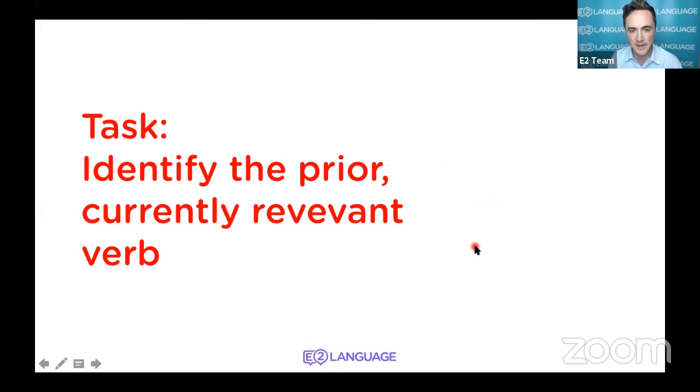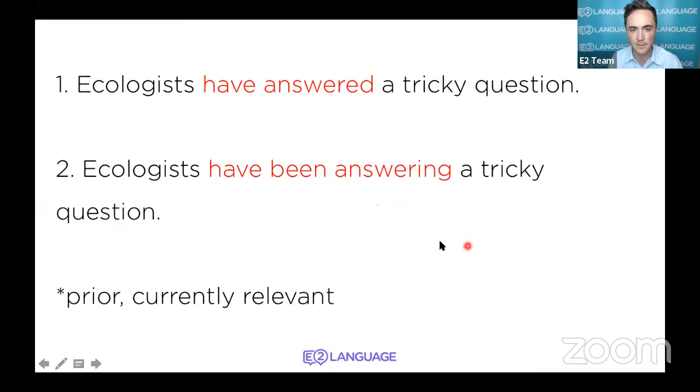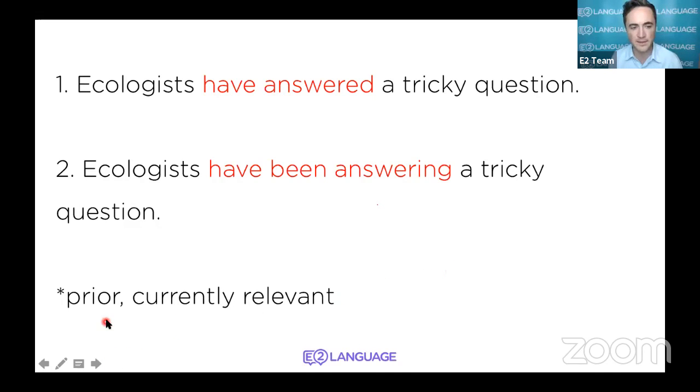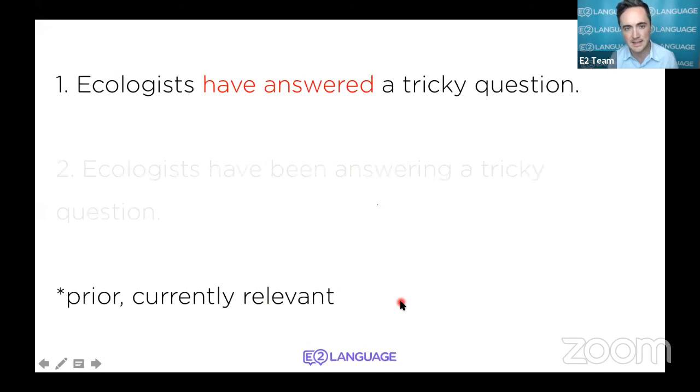So identify the prior, currently relevant verb. This is the one that's completed. Choose the one that is completed, that is finished. Which one is finished, is complete, is over and done with? It's relevant now, but it's over and done with. Cool, yes, well done. That's right. The one that's prior and currently relevant and complete is this one here. Ecologists have answered a tricky question.